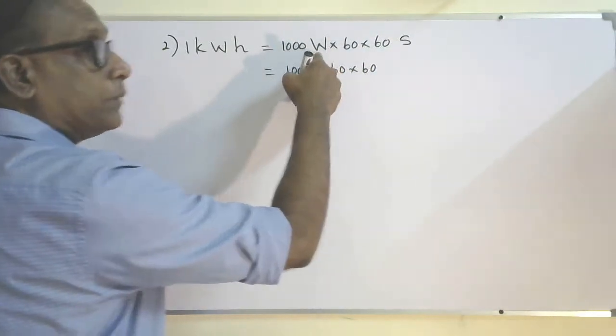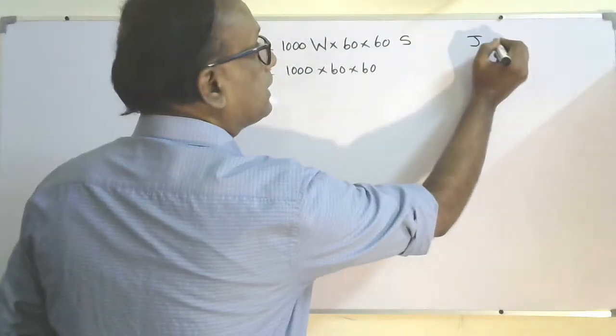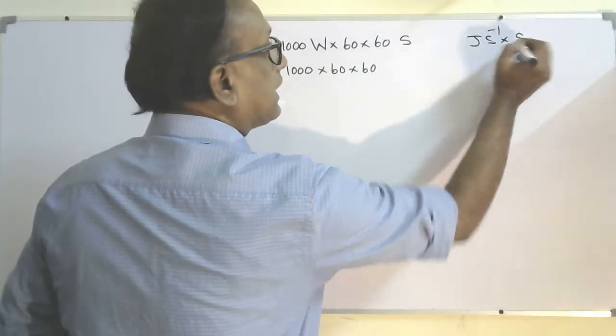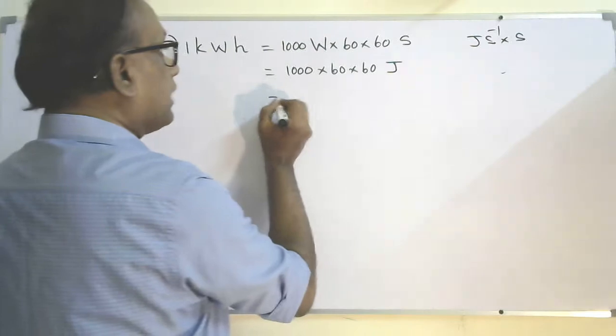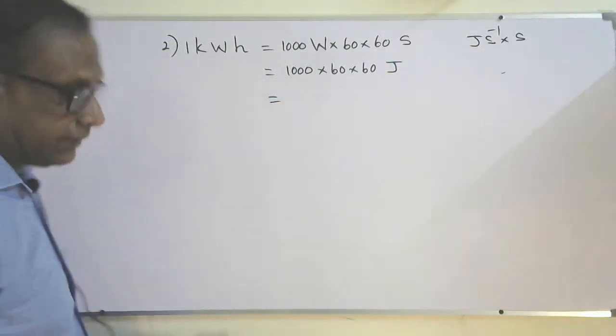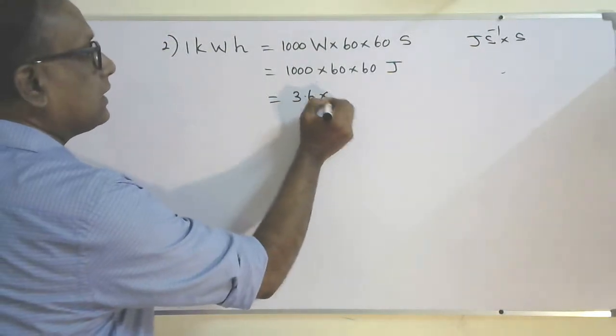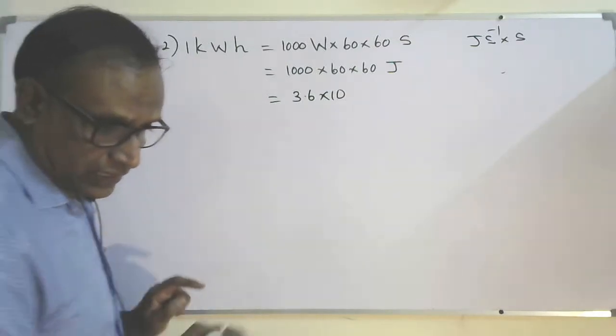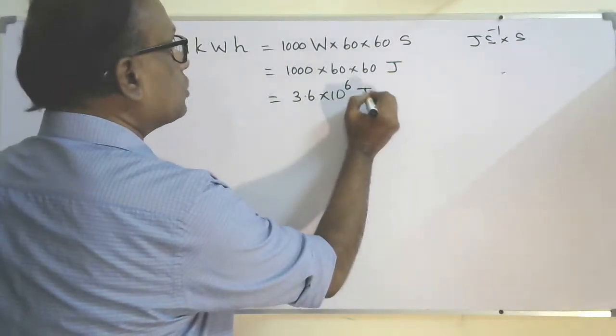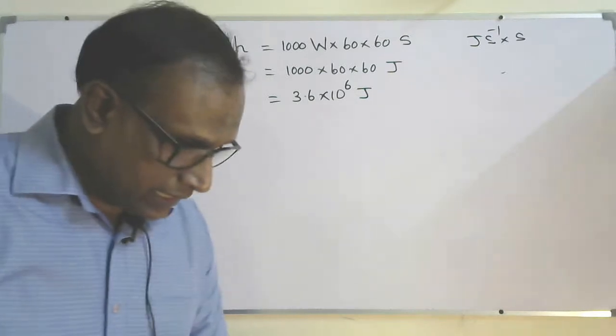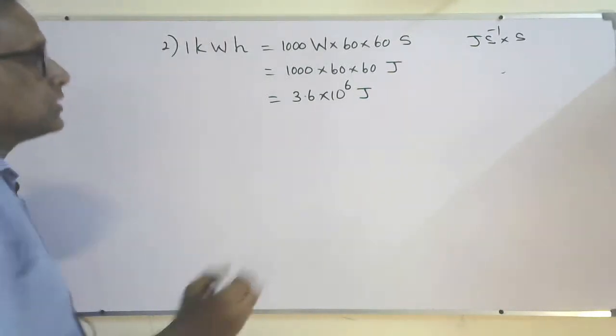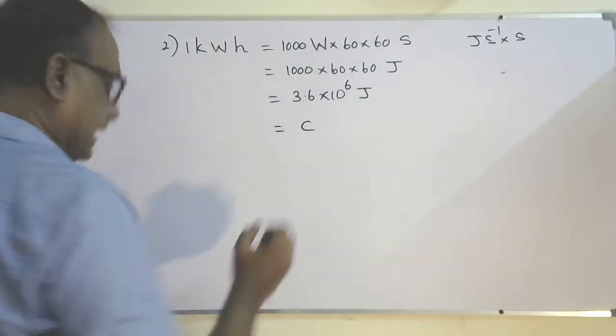Watts means joule per second. So joule per second times second is joules. Okay, solve it. The answer will be 3.6 times 10 to the power 6 joules. So the correct answer is C.